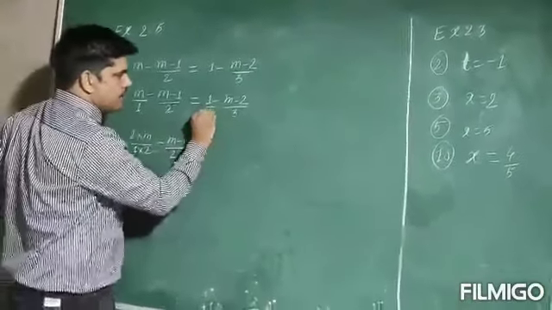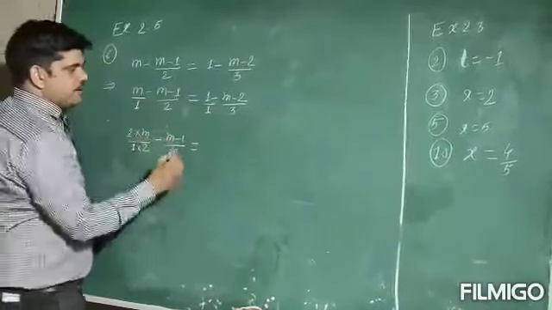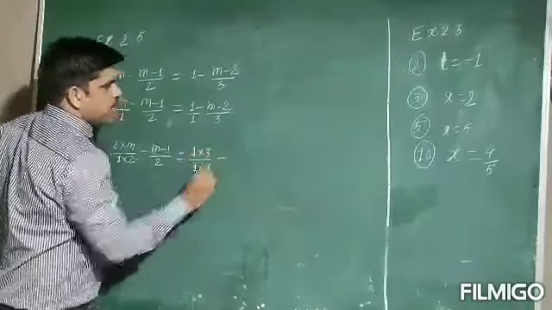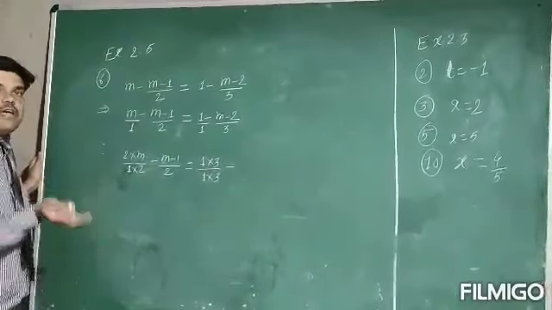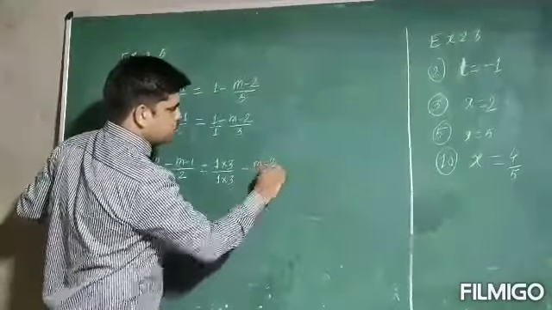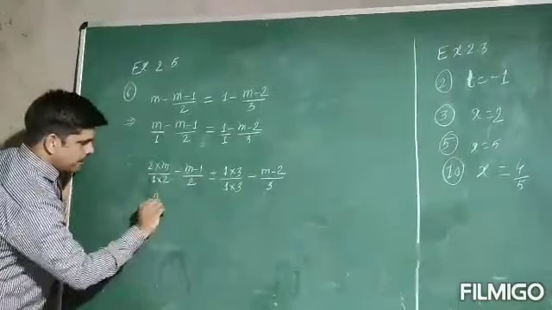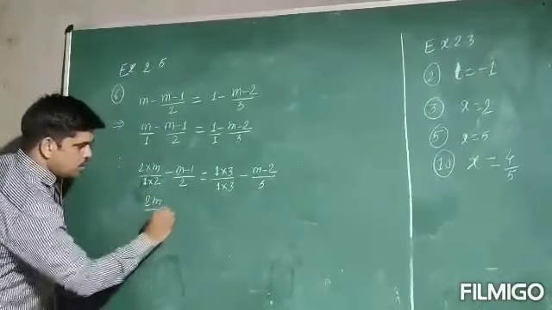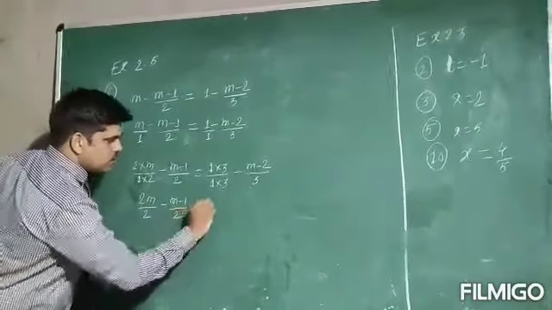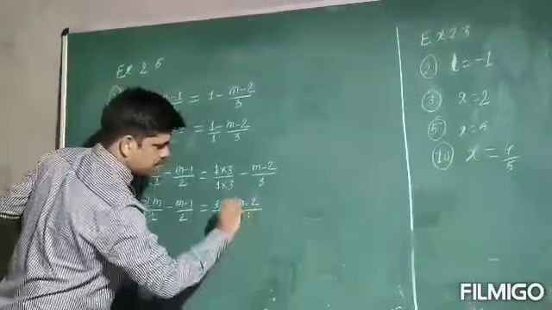Here again, 1, we will take as the denominator. Now we need to make the denominator the same, so we will make 3. So 1 into 3. When we are multiplying a number to the denominator, the same we have to multiply to the numerator also. Now here this m minus 2 upon 3 as it is. Now 2 into m is 2m upon 2 minus m minus 1 upon 2 is equal to 3 upon 3 minus m minus 2 upon 3.